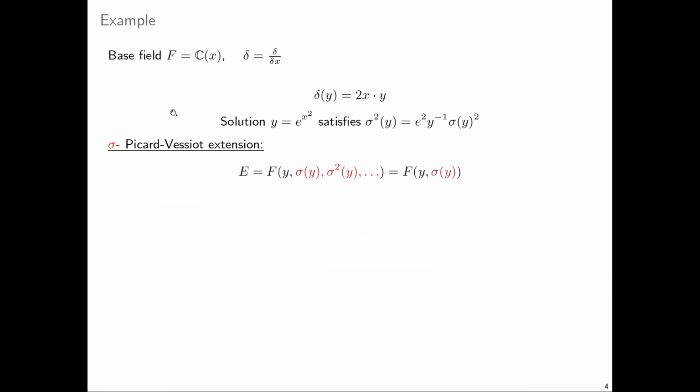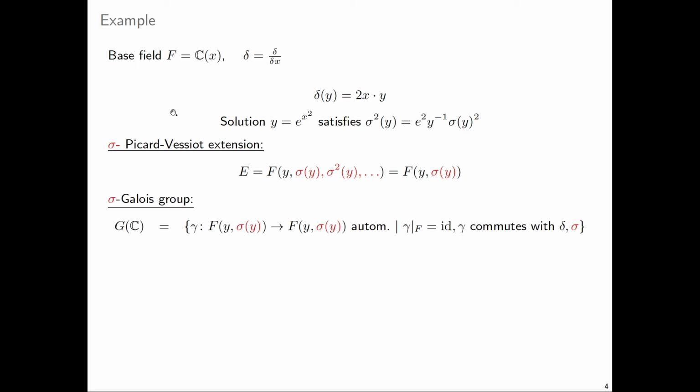Okay, so still the same example. Now the sigma Picard-Vessiot extension is defined as adjoining the solution and also all images under sigma and higher powers. So in this case, we only need to adjoin y and sigma of y. And then the sigma Galois group is defined as, again, let's just have a look at the C-rational points here. You define it as the automorphisms of the sigma Picard-Vessiot extension that commute with both the derivation and the endomorphism sigma.